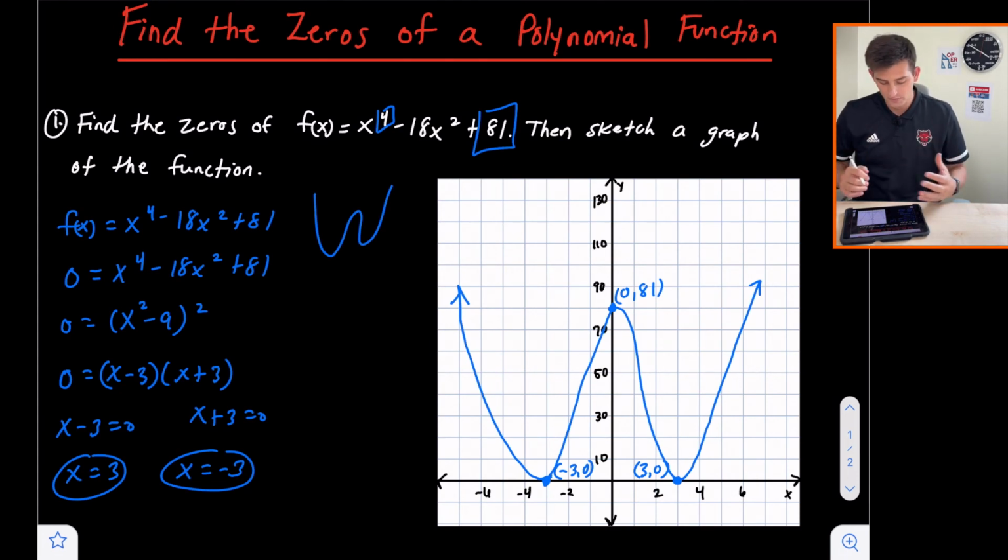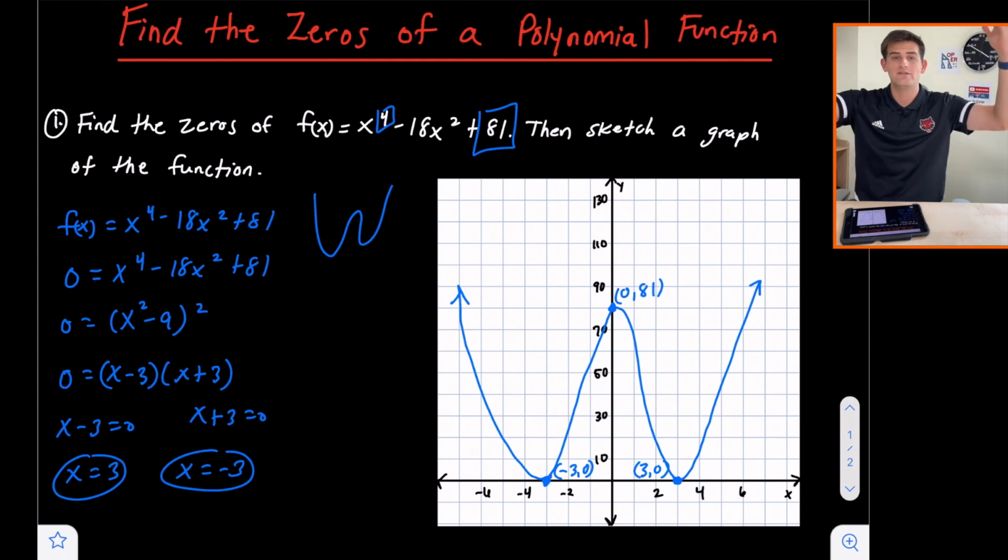So what we need to know is that we have our two zeros, we have our y-intercept, and we know that as our graph approaches positive and negative infinity on the x-axis, our y values are approaching positive infinity. And that's how you can find the zeros of a polynomial function.